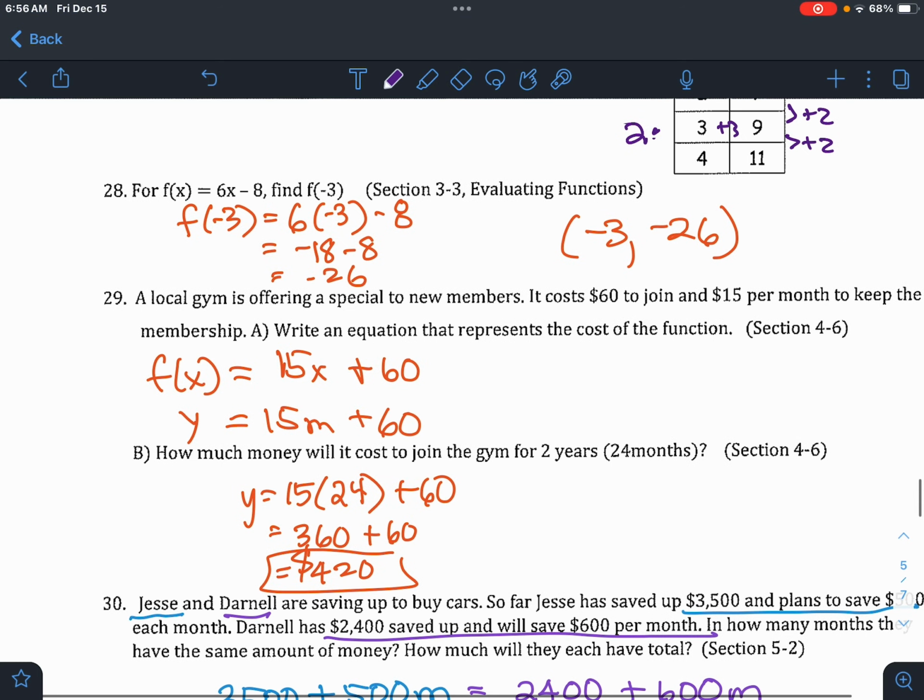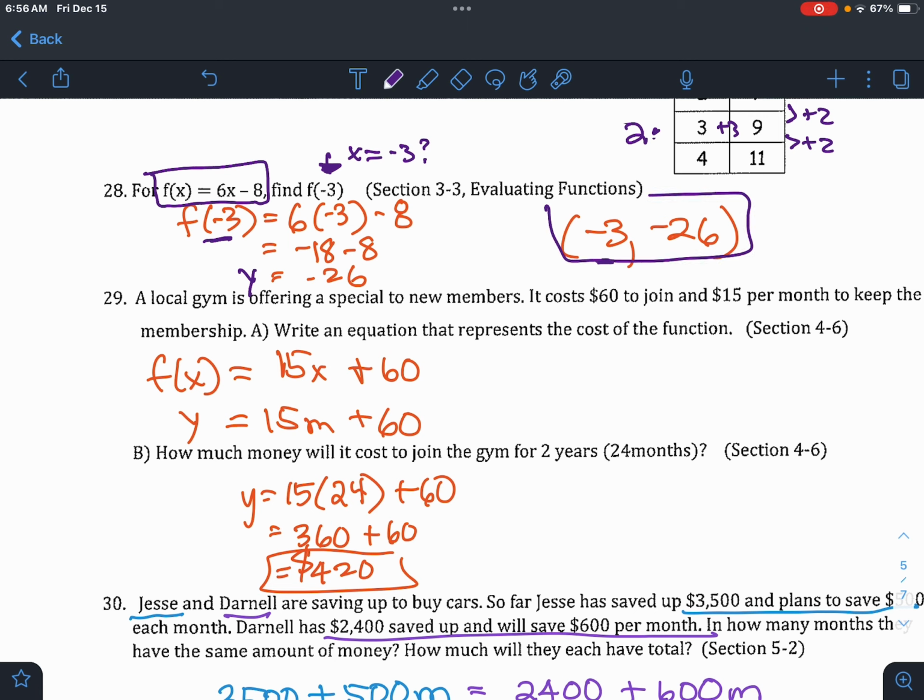On 28, it gives me a function right here. And it says, what if f of x, what if x equals -3? What would the y value be? So I substitute that into the equation, and I see that y will equal -26 when x is -3. And I write the point like this.